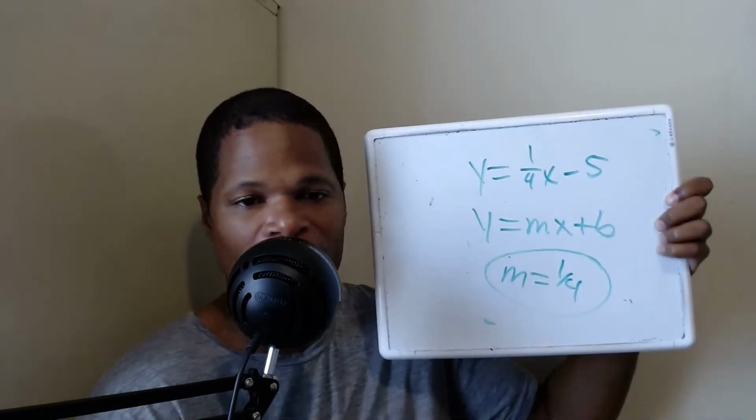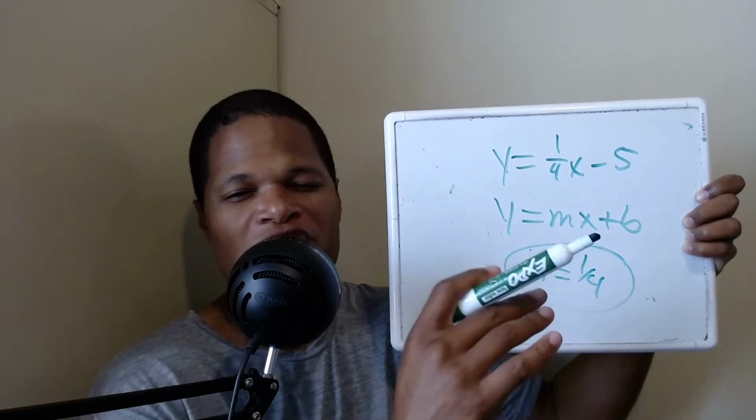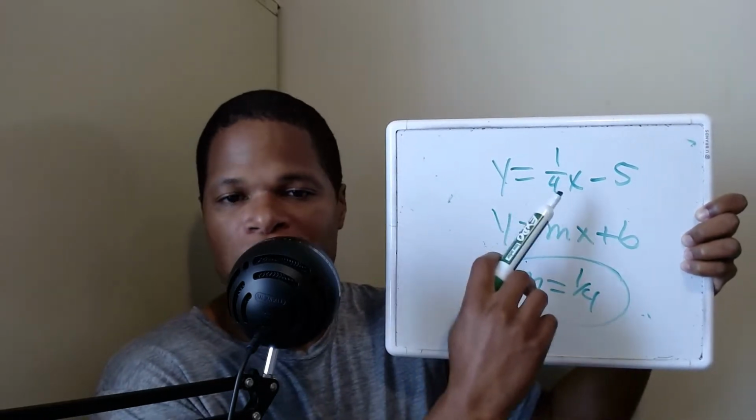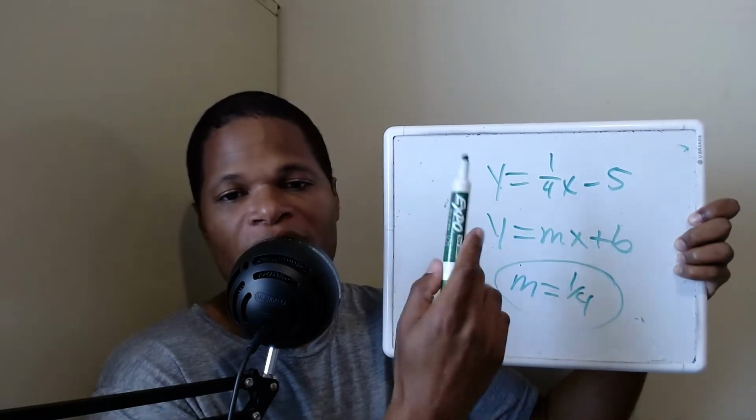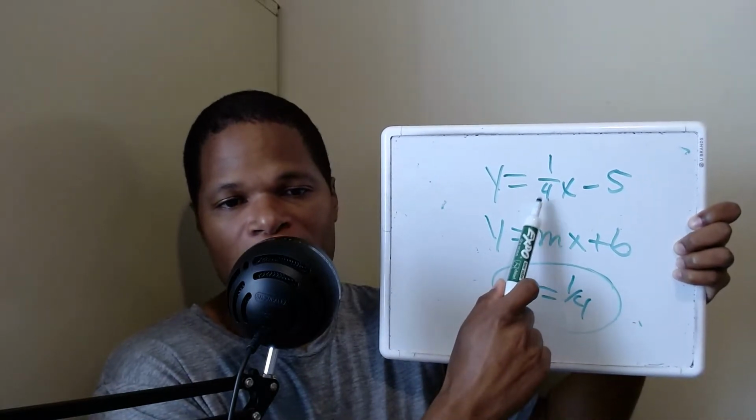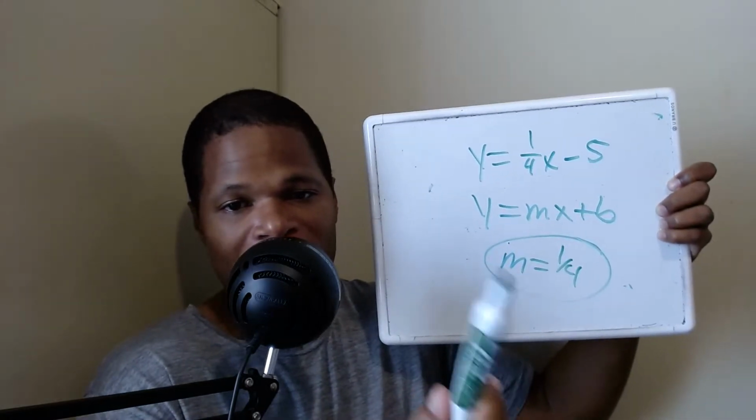There's not really any calculation necessary. It's just up to you to recognize, hey, that equation's in slope-intercept form. So I know if they ask about slope, that's going to be this number that's in front of the x, and that's really all you need.